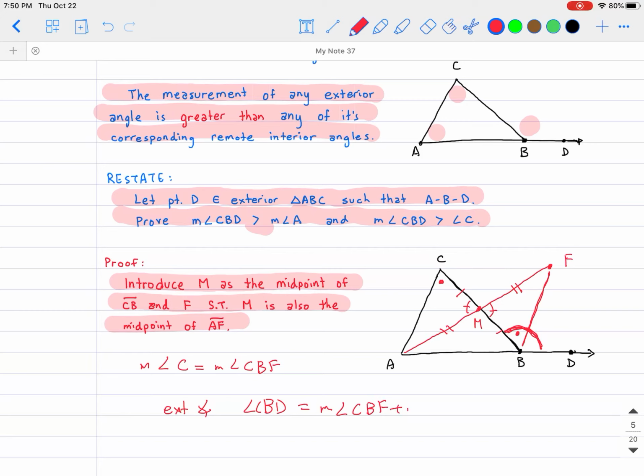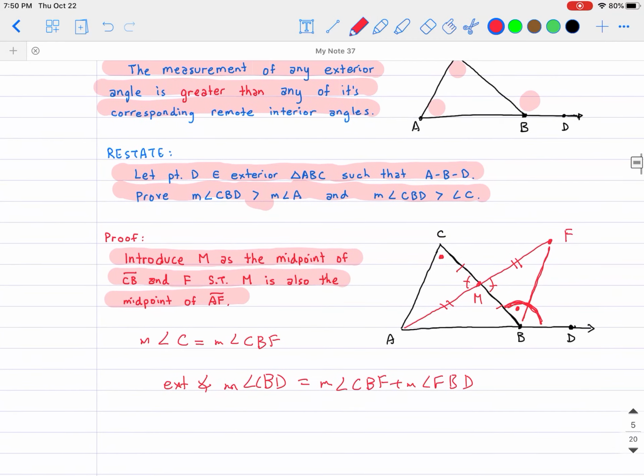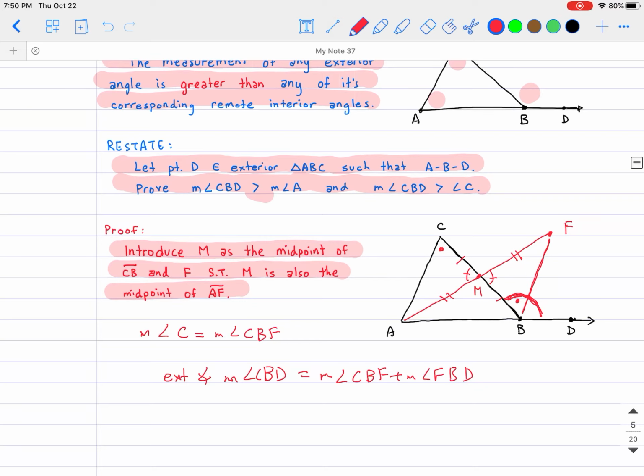So the exterior angle, which is CBD, is equal to the measurement of CBF plus the measurement of FBD. That is using my angle addition postulate. And if you're wondering what that means for all of this, well, let's make it a substitution. Maybe you can see it then.